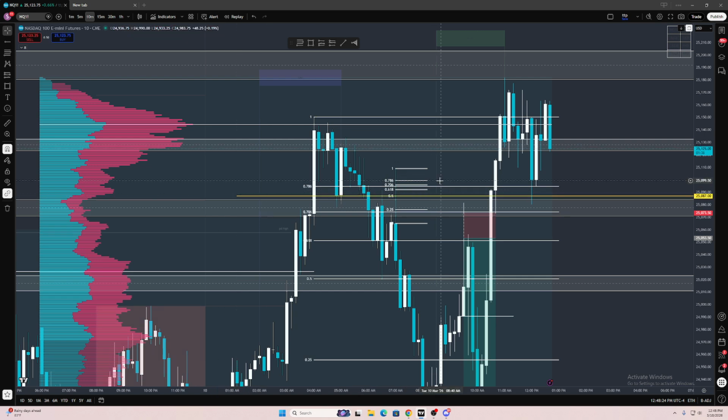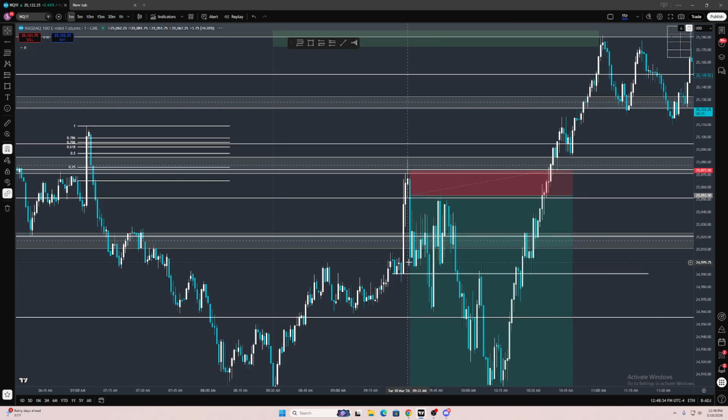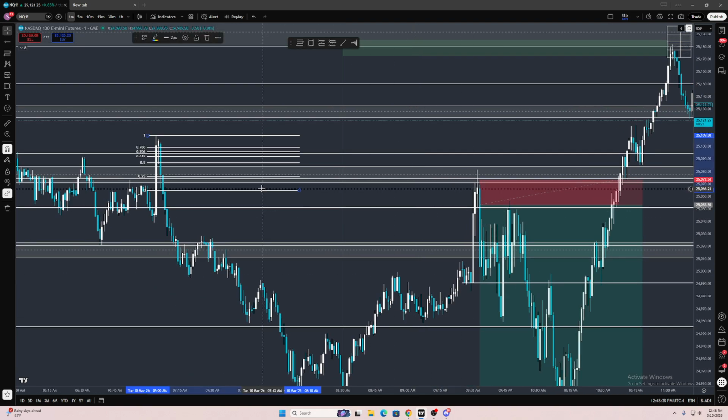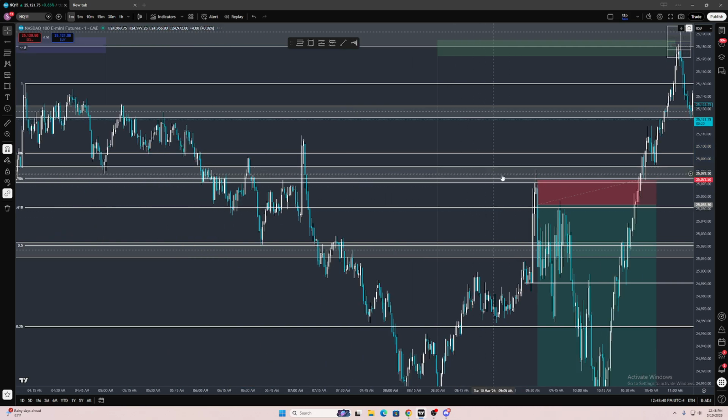But in this case, I liked how the 706 aligned right before. So I just wanted to see a reaction off of that on open, right? So market opens 9:30. We get the big morning volatility. We come straight up to the 706, and then also we came up straight to my low volume node.